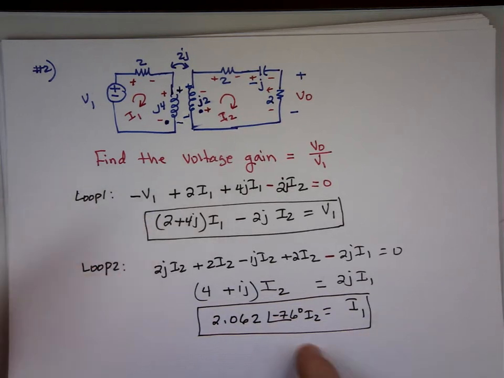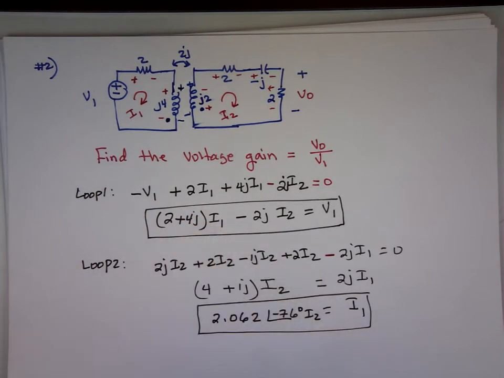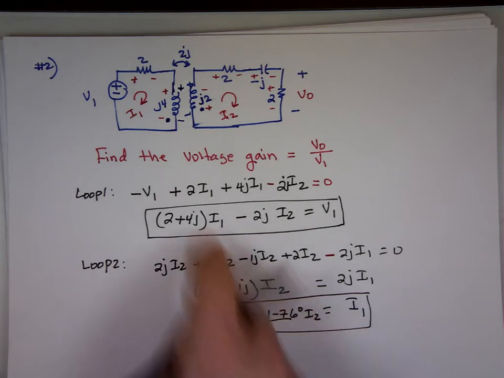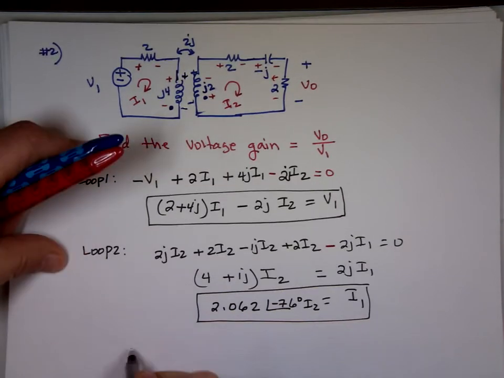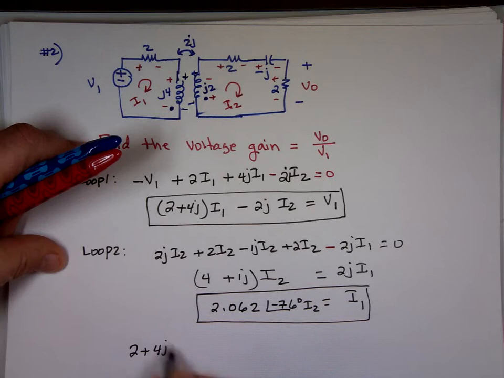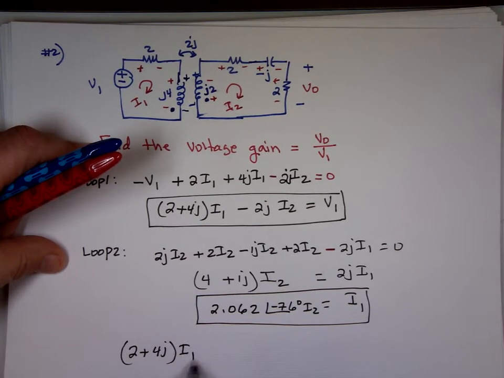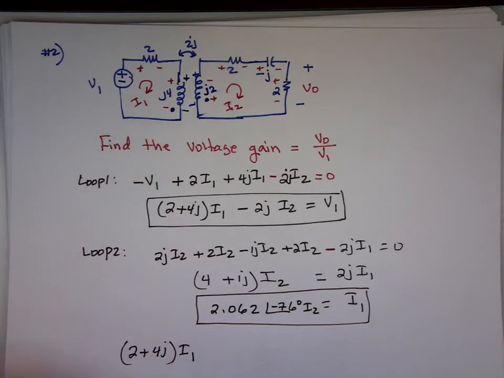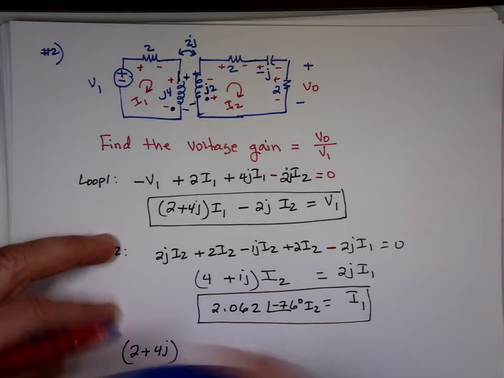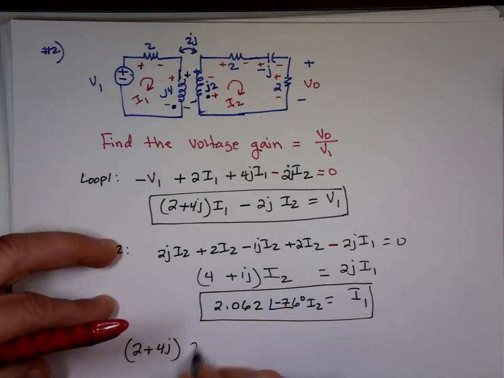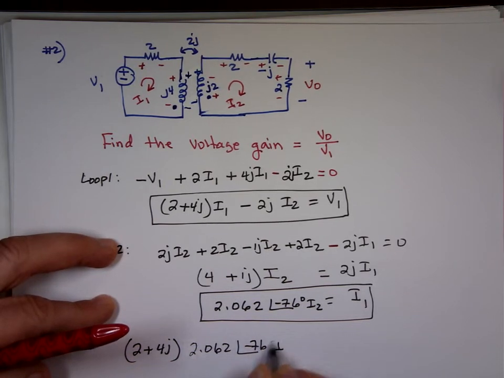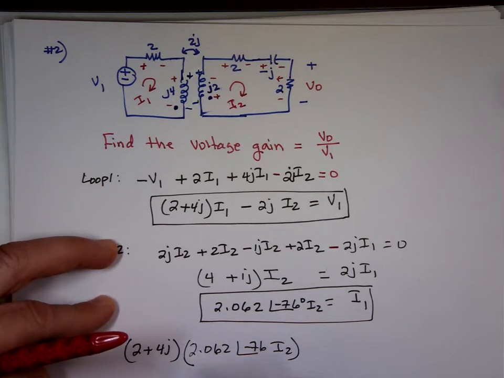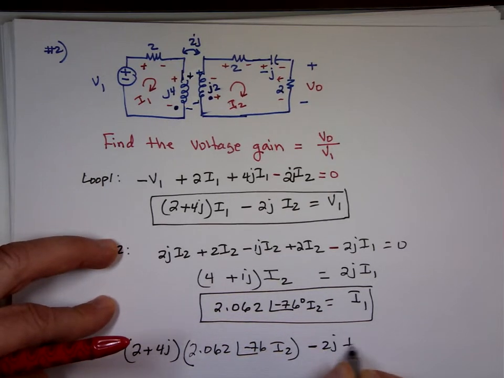Now use substitution. Plug it in: you take I sub 1 out, and you put this one in. 2 plus 4j times I sub 1. In place of I sub 1, I'm going to write 2.062 angle negative 76 I sub 2, minus 2j I sub 2 equals V1.